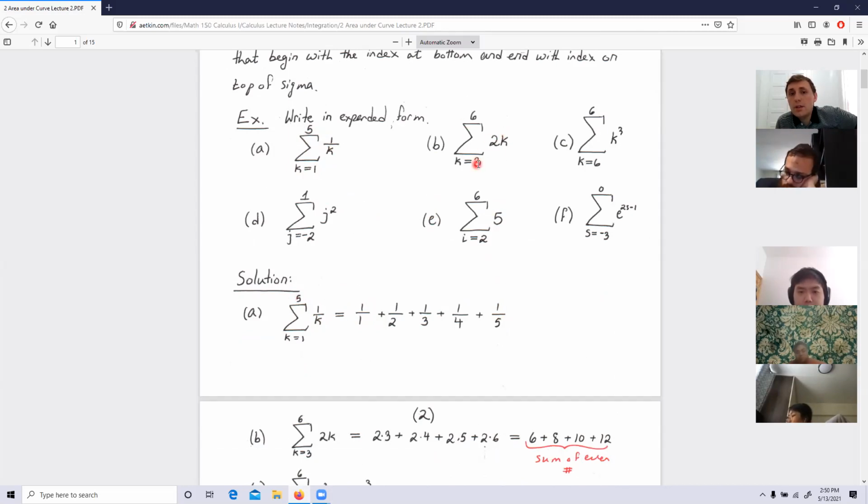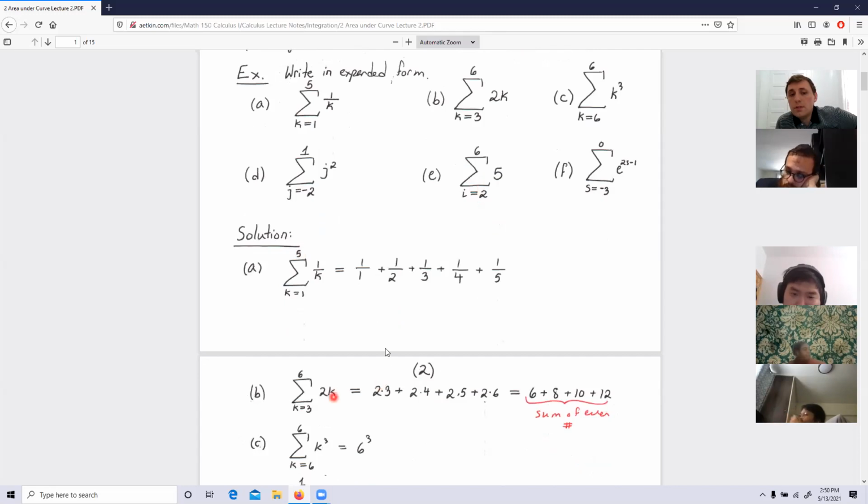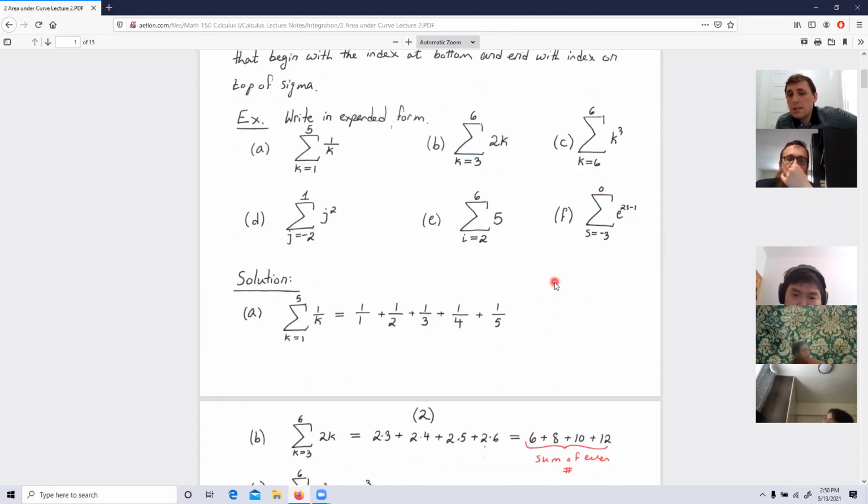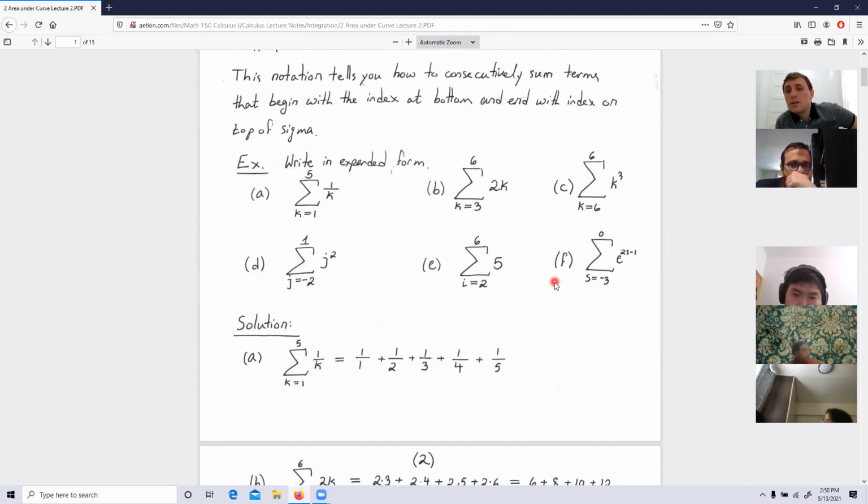What is this expression? It means I begin with 3, and I will go all the way to 6, and I multiply the number that I am at by 2. So this would be 2 times 3 plus 2 times 4 plus 2 times 5 plus 2 times 6, which I can also write as 6 plus 8 plus 10 plus 12. And those are sums of even numbers. It's a sum of even numbers, yes?